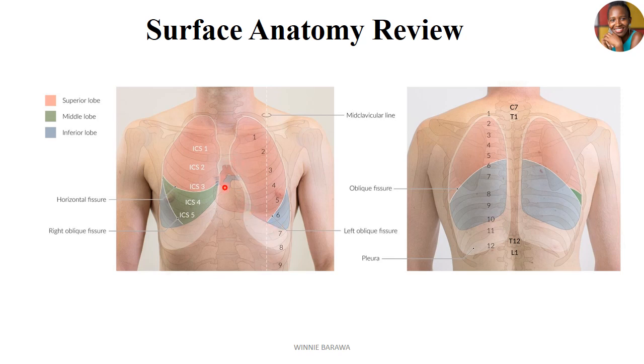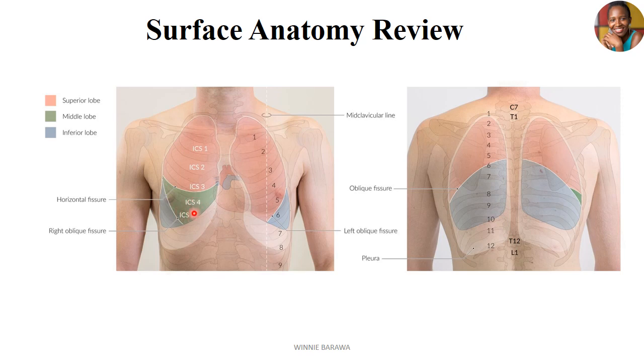In the middle, between our lungs, we have our heart. Now, what are the demarcations on the chest, the surface anatomy that you need to understand? Number one, you need to understand how to identify the lobes surface-wise. You need to understand how to locate the intercostal spaces. Like we have ICS1, which means intercostal space number 1, then intercostal space number 2, number 3, number 4, and number 5.